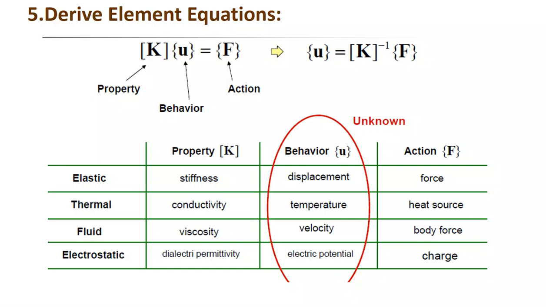For fluid, the property is viscosity, the behavior is velocity, and the action is body force. If we apply a force, the velocity will be produced depending upon the viscosity. For electrostatics, the dielectric permittivity is the property, electric potential is the behavior, and charge is the action.